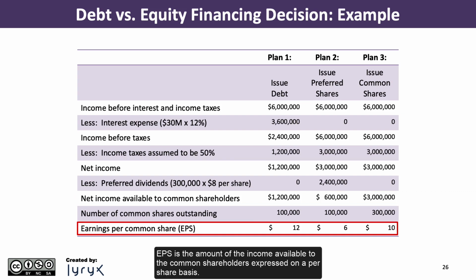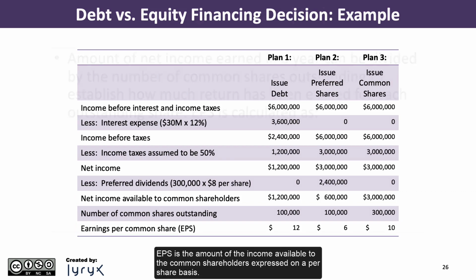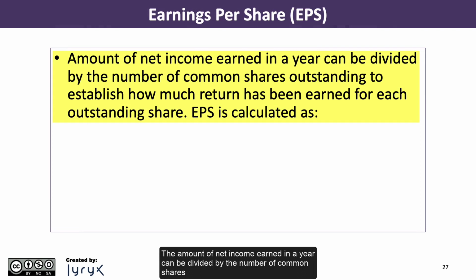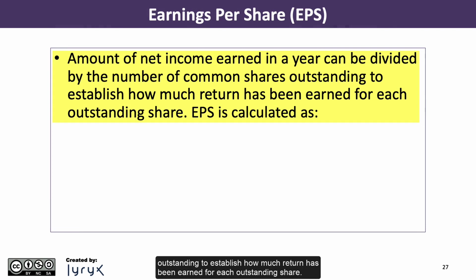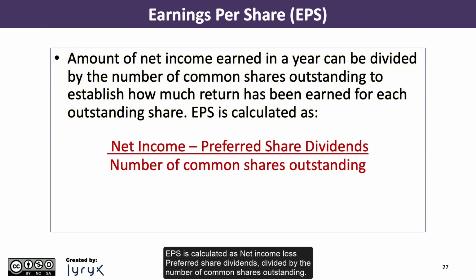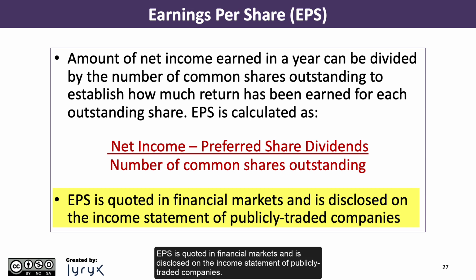EPS is the amount of the income available to the common shareholders expressed on a per-share basis. The amount of net income earned in a year can be divided by the number of common shares outstanding to establish how much return has been earned for each outstanding share. EPS is calculated as net income less preferred share dividends, divided by the number of common shares outstanding. EPS is quoted in financial markets and is disclosed on the income statement of publicly traded companies.